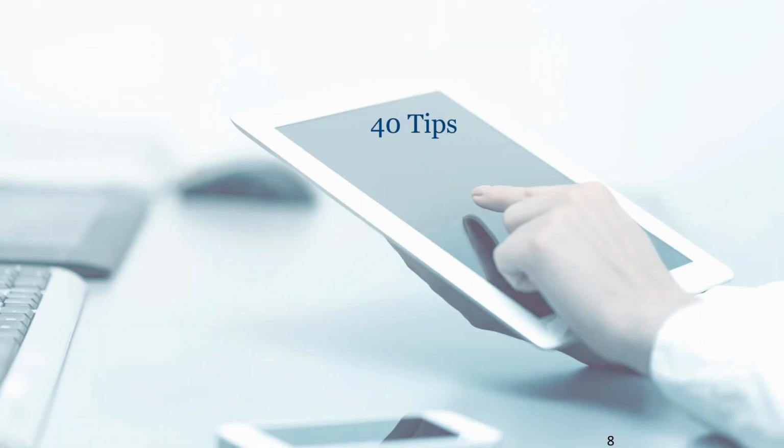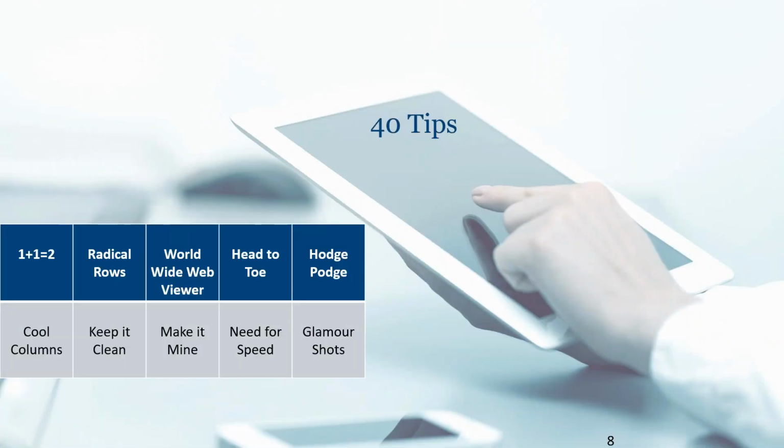I got, like I said, 40 tips, and I broke them down into cute little headings. 1 + 1 = 2, meaning we're going to talk about formulas. Cool columns, things that you can do to make your columns work more efficiently, things that you might not have thought you could do with them. We're going to talk about what you can do with rows and maybe adding some things into the rows to make them do things that you might not have thought about before.